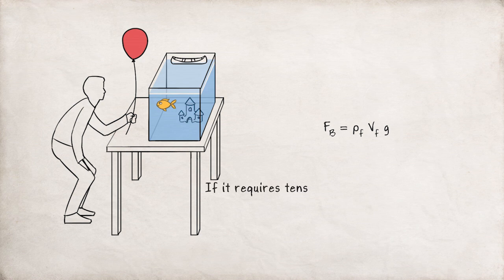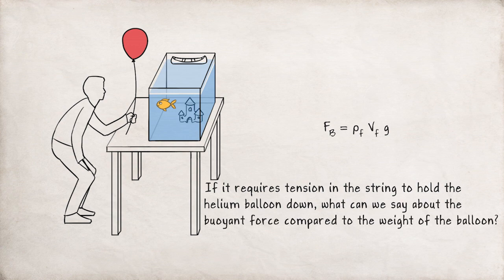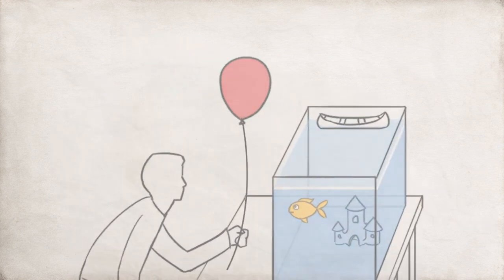If it requires a tension in the string to hold a helium balloon down, what can we say about the buoyant force compared to the weight of the balloon? The correct answer is that m balloon g is less than Fb. Since the balloon is being held at rest, the net force acting on the balloon is 0. Therefore, the weight of the balloon must be less than the buoyant force if it requires tension to hold the balloon down.